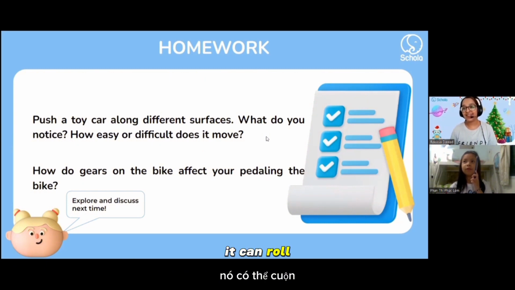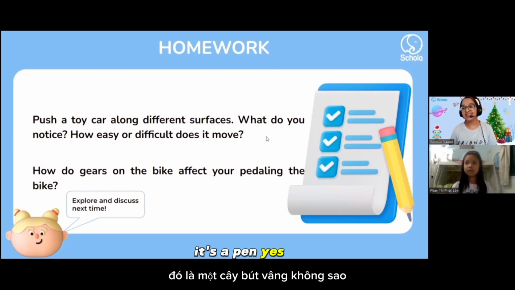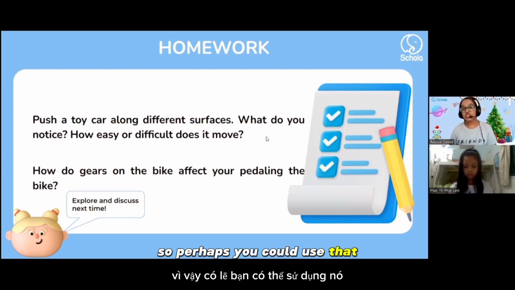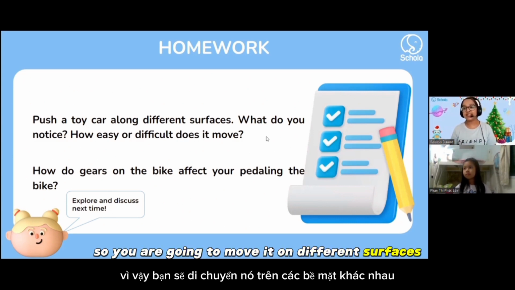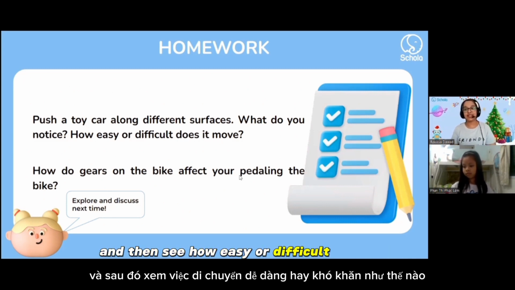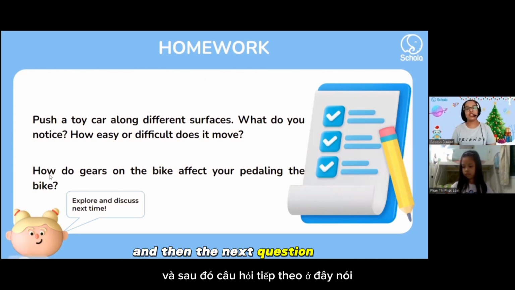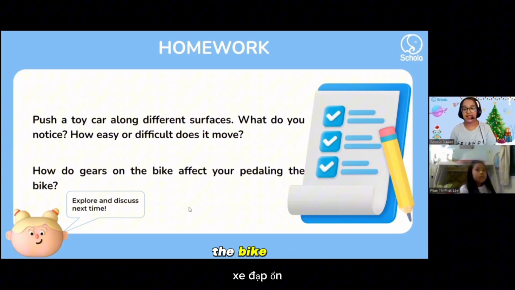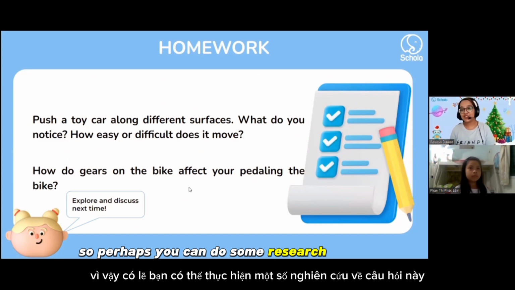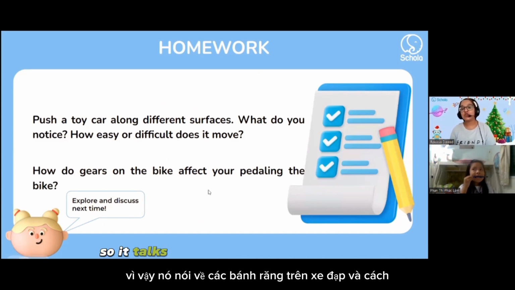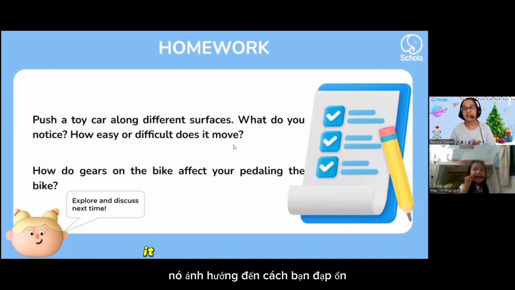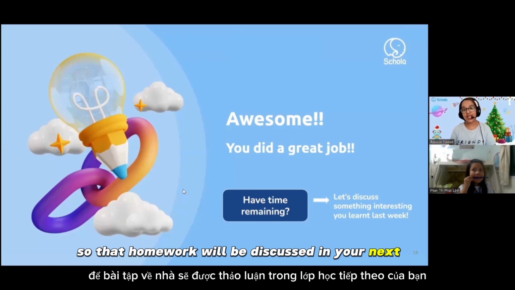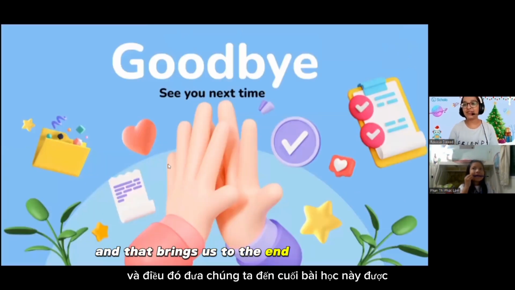What about this? It can roll. It's a pen. Yes. Okay, so perhaps you could use that. So you are going to move it on different surfaces and then see how easy or difficult it is to move. And then the next question here says, how do gears on the bike affect your pedaling the bike? Perhaps you can do some research on this question and get your answer. So that homework will be discussed in your next class. And that brings us to the end of this lesson.